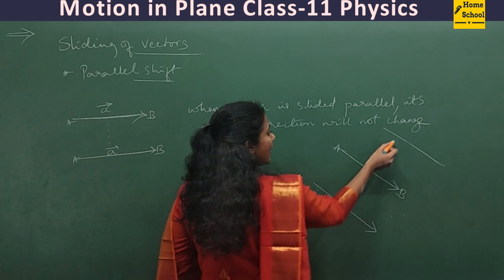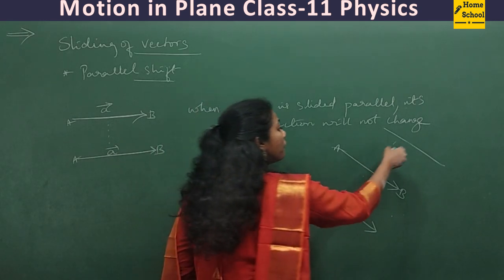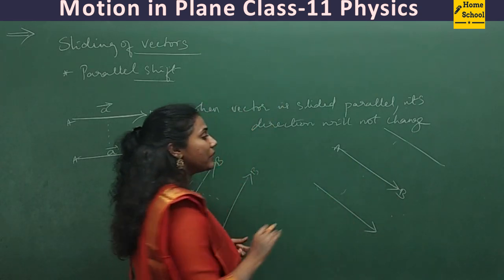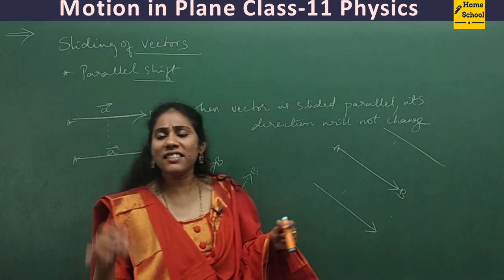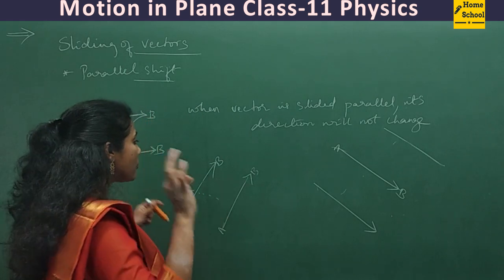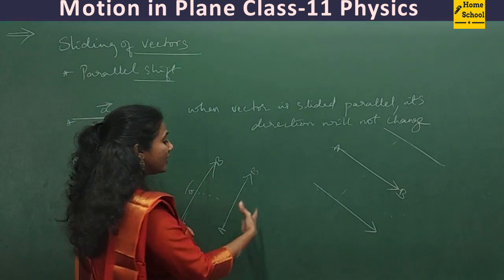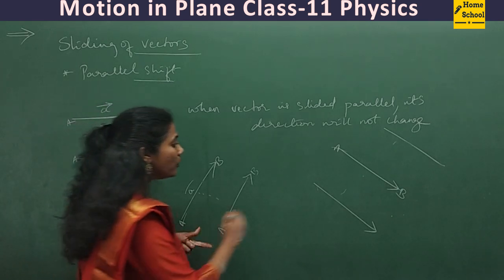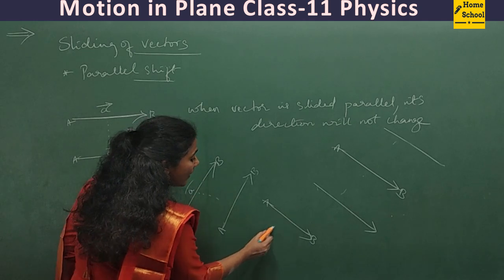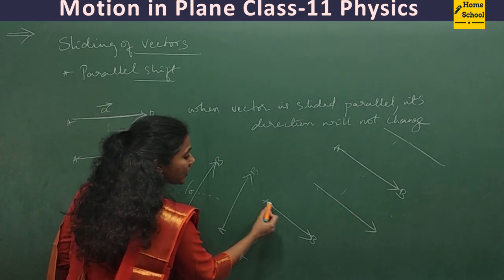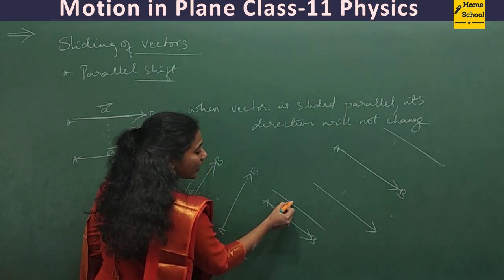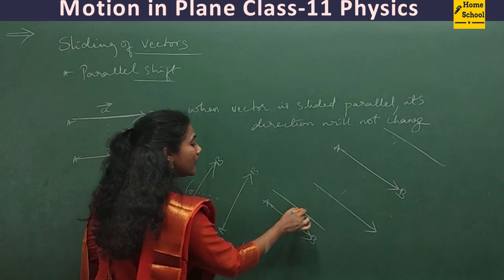As long as I slide or shift the vector parallel somewhere else, it remains the same. So this shifting of vectors is a very helpful concept for the addition of vectors. You must know that whenever a vector is slid parallelly, it remains the same. You can't shift a vector like this, you can only shift parallelly. So this vector you can shift here, it remains the same.